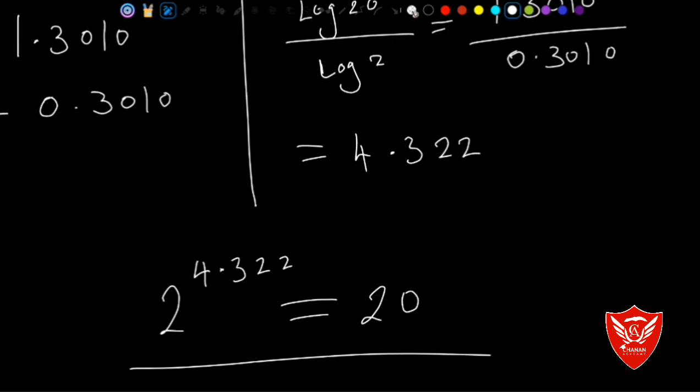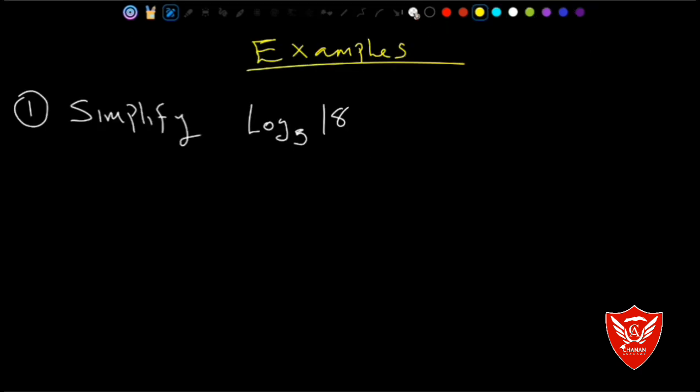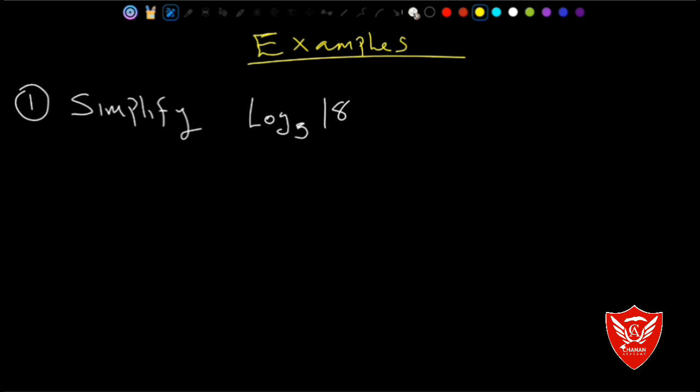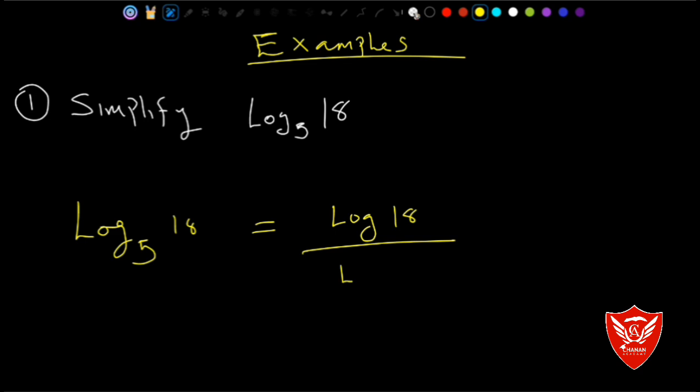Alright, so let's go straight to take some examples from what we have learned. The first question says we should simplify the log of 18 base 5. Now, for this type of log, there's no direct exponent that can be attached to 5 for us to get 18. So we are going to use the change of base formula, which says the log of 18 base 5 will be equal to the log of 18 over the log of 5.